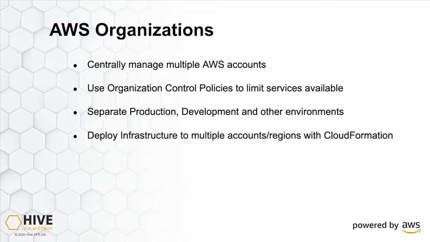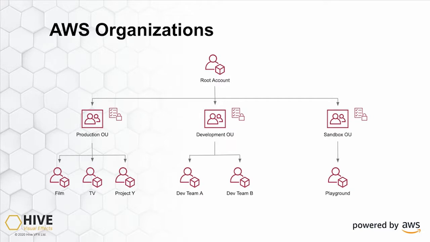Another great benefit is that you can separate different work environments. For example, you could set up organizational units for production, development, and testing, and create individual accounts within those units. Maybe you want to have a separate film and a separate TV account under your production OU, or even accounts for individual projects. This effectively creates air-gapped environments, which reduces the blast radius should something go wrong in one of your accounts.